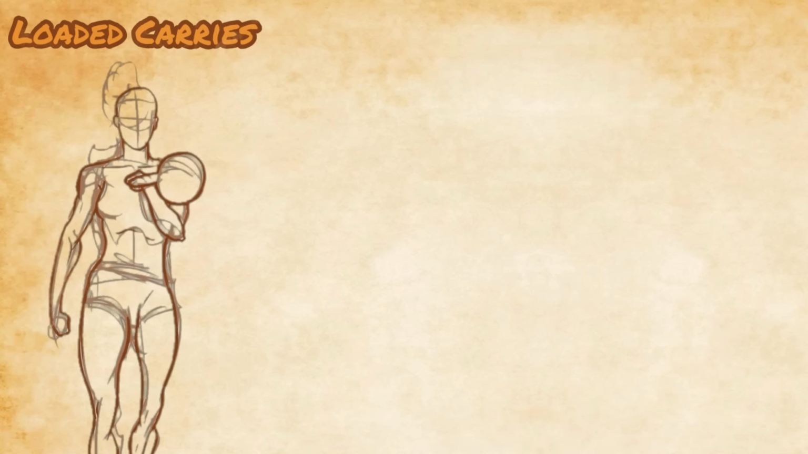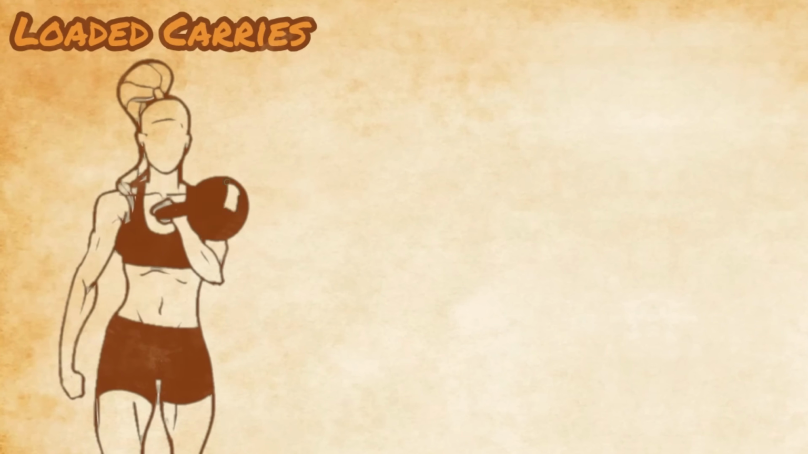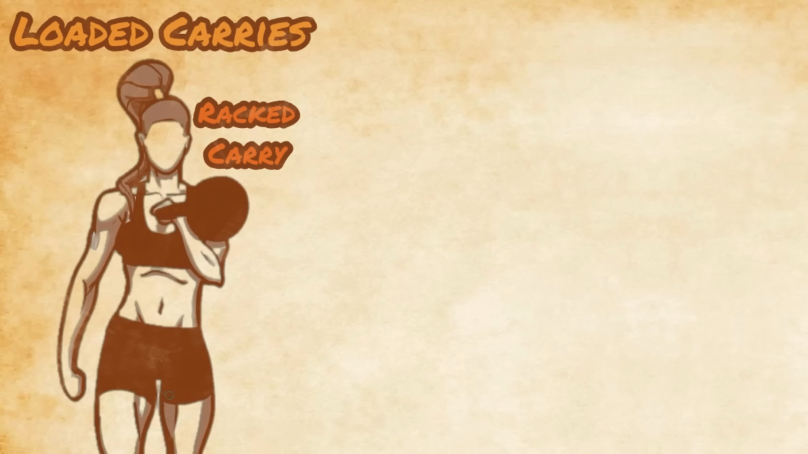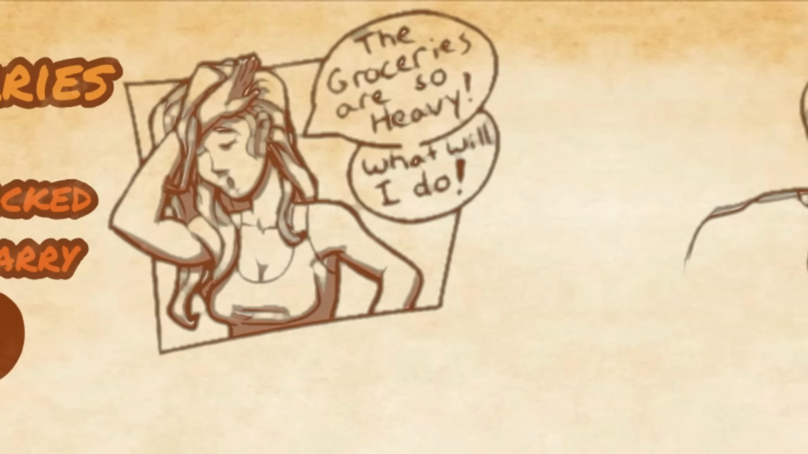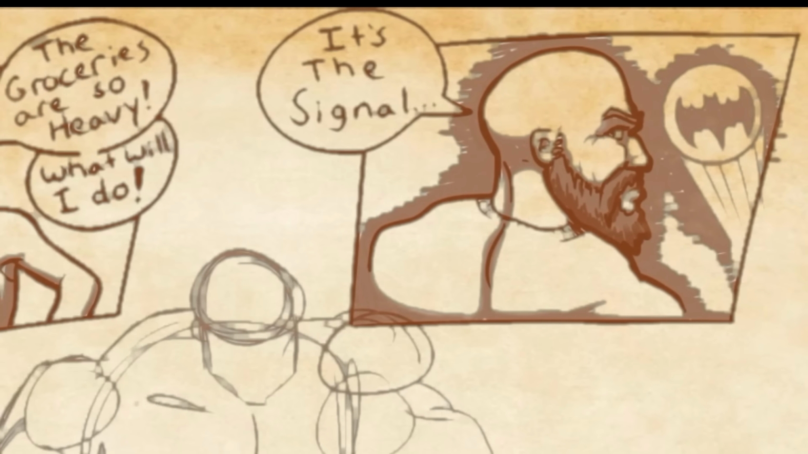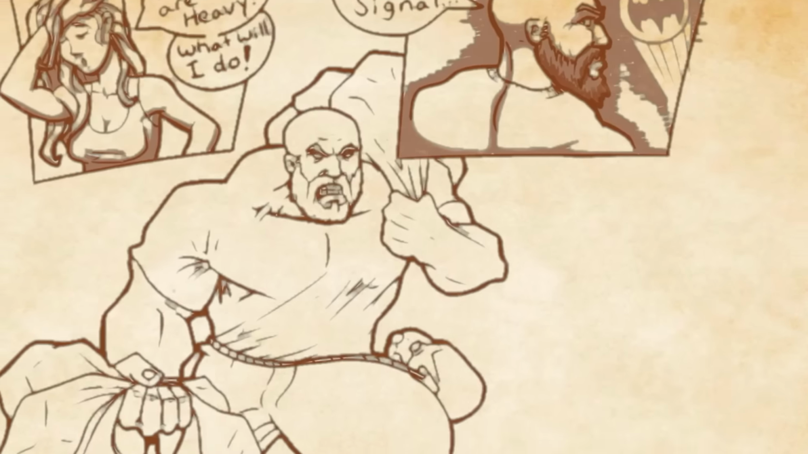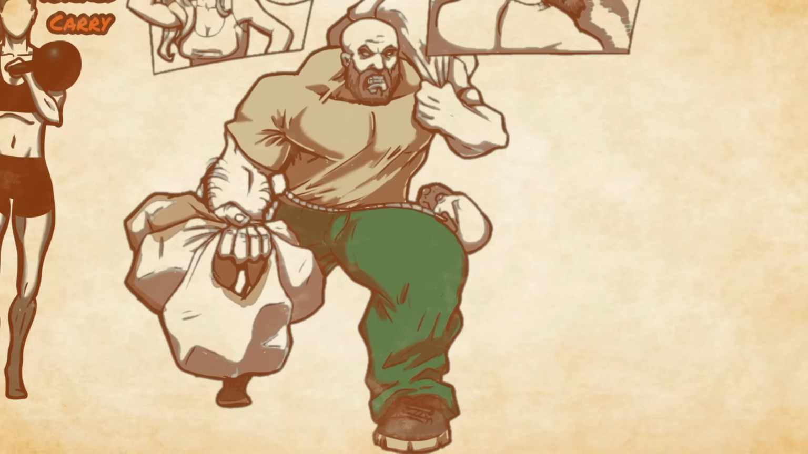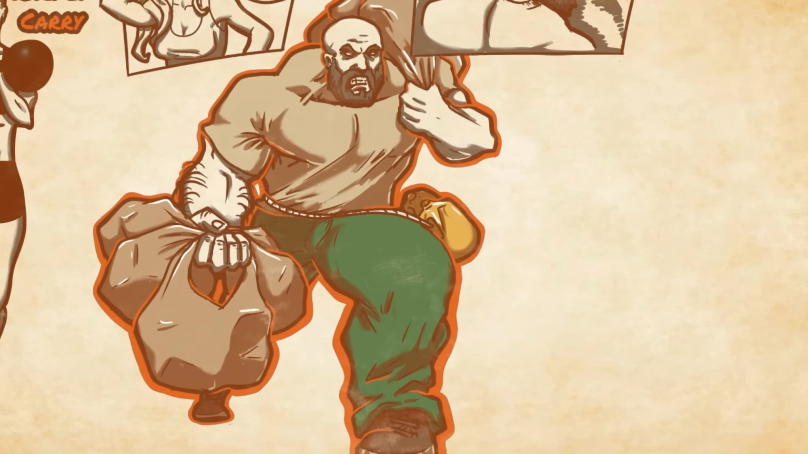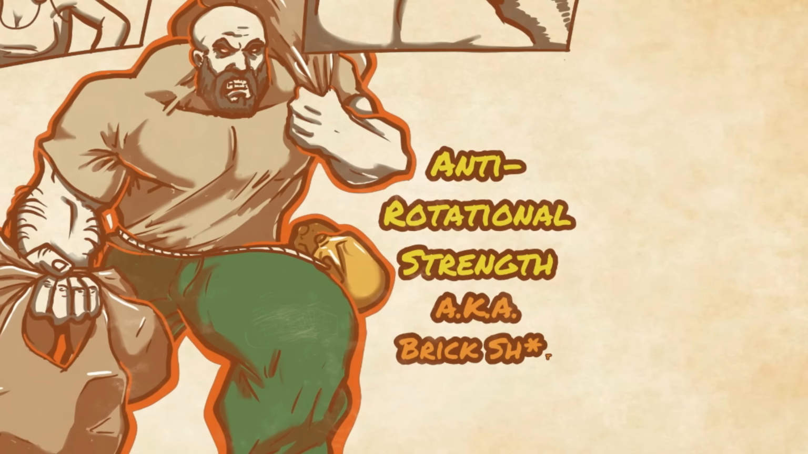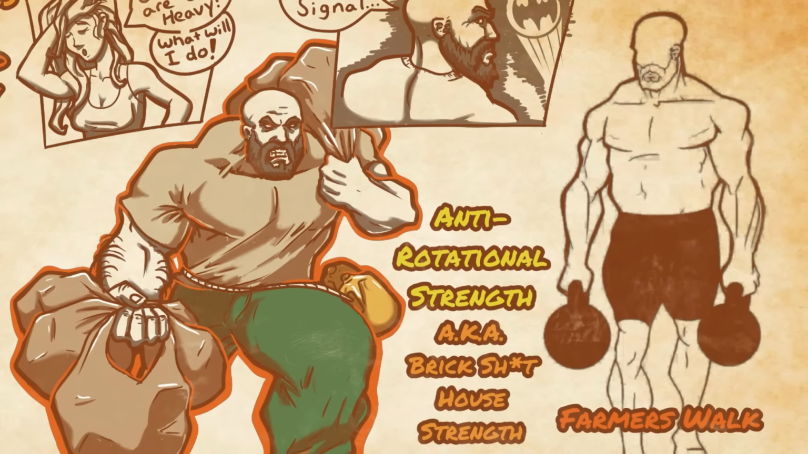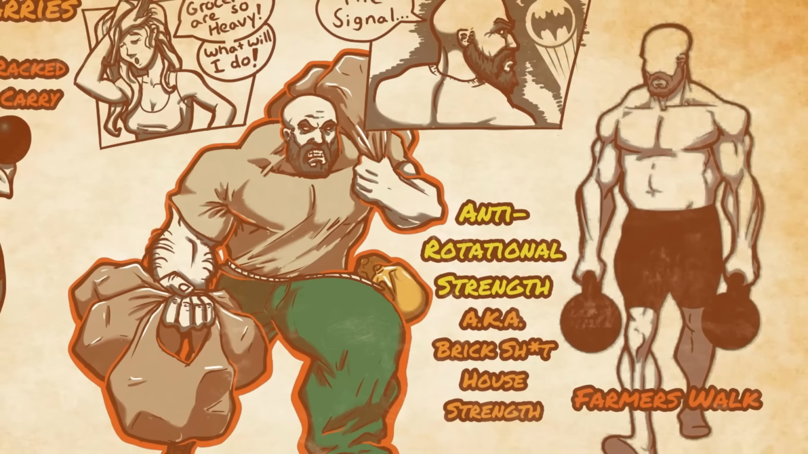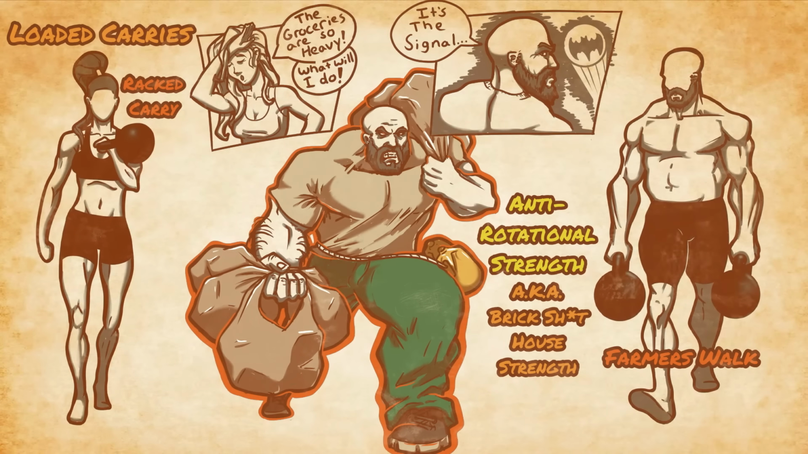Loaded carries of all kinds are amazing exercises for real-world strength adaptations. After all, the most common strength-based task needed in real-world scenarios is the ability to carry something. In the context of core training, carries create excellent adaptations towards spinal stability, often called anti-rotational or anti-movement strength. The simplest of these carries is the common farmer's walk, where a weighted load is placed in either hand and held at the side while walking.